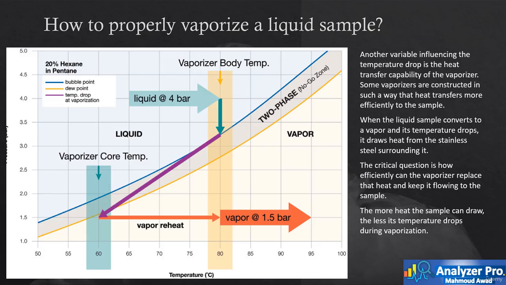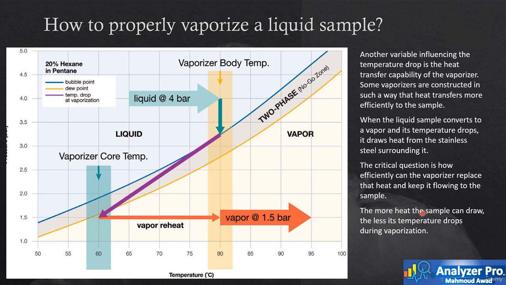Another variable influencing the temperature drop is the heat transfer capability of the vaporizer. Some vaporizers are constructed in such a way that heat transfers more efficiently to the sample. When the liquid sample converts to a vapor and its temperature drops, it draws heat from the stainless steel surrounding it. The critical question is how efficiently can the vaporizer replace that heat and keep it flowing to the sample.